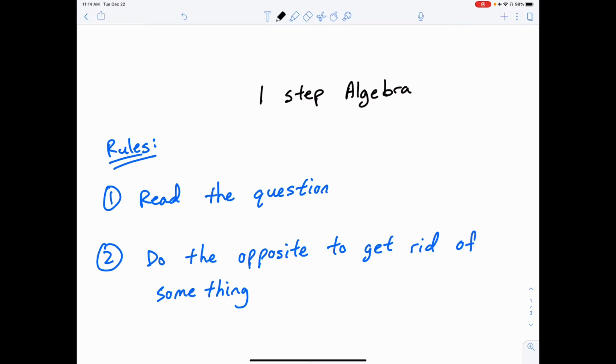Number one, make sure you guys read the question. Now read it out loud so then you can hear yourself. Is it plus? Is it minus? Is it multiply or divide? Number two, do the opposite to get rid of that item. Okay, so let's practice and let's see if we can do this.